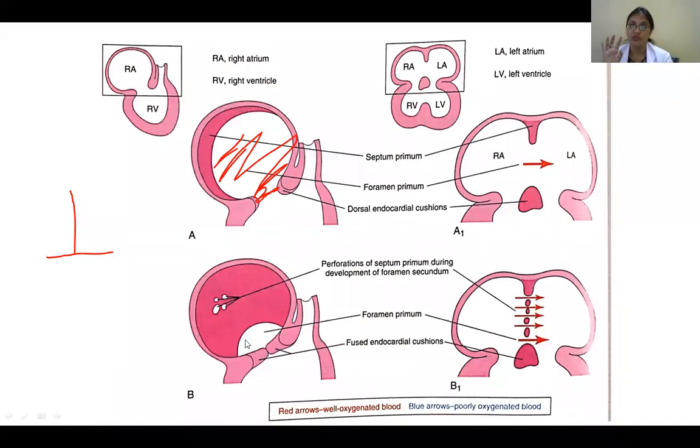There are four things you need to learn in interatrial septum formation: one is a septum primum, then an ostium primum, septum secundum, and also ostium secundum and foramen ovale. Look at this. This is the septum primum, and this opening which is left here is the foramen primum. As this is coming down, there's a stretch on that particular membrane, your original septum primum. So there'll be perforations and then there'll be a tear.